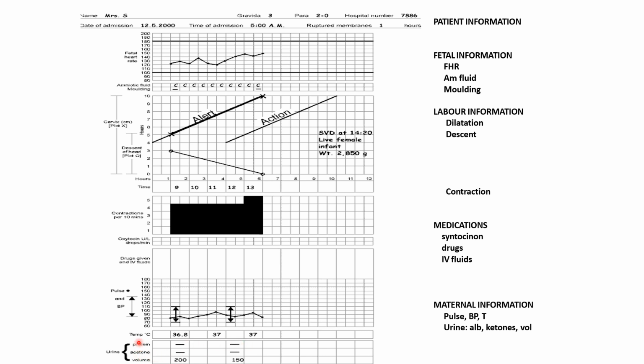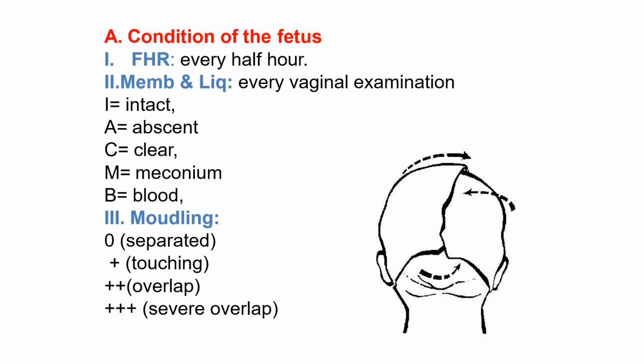And whenever the mother is passing urine, you should check the urine for volume, acetone, and protein. If present, you should write it over here, and the volume, if it is 200 ml, you have to write 200 ml. Okay, this is the overall view of the partograph. Once again, I will give the explanation section by section.